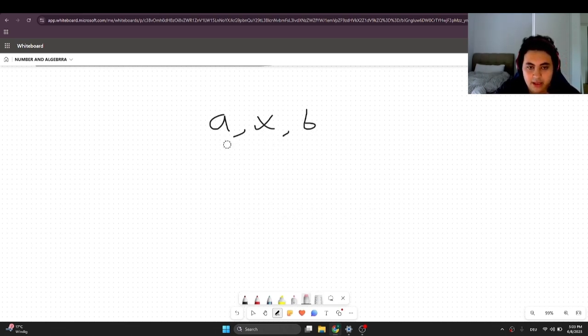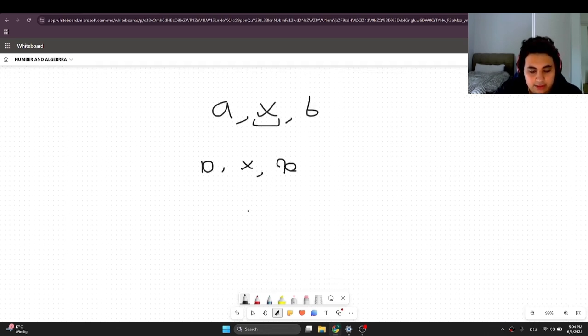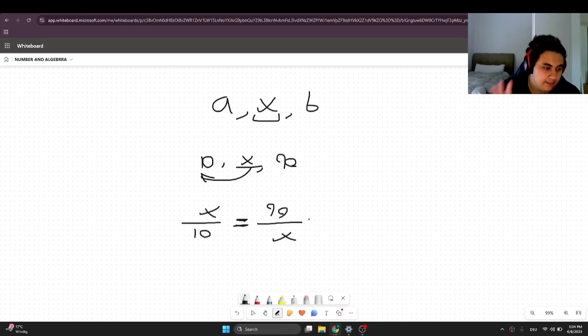So that's number one. Number two, let's say that you don't have this middle term, but you have this term and that term, so the term before it and the term after it. What can you do in order to find it? Well, I can divide this term by that term, so x divided by 10, right? And then equate it to, because it is equal to, 90 divided by x, right? So this is my definition of finding the common ratio with 3 consecutive terms.